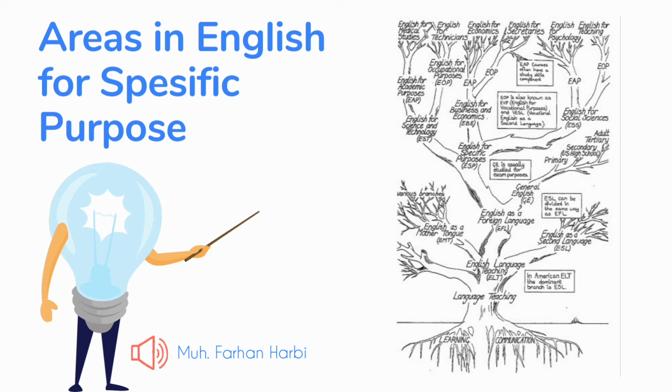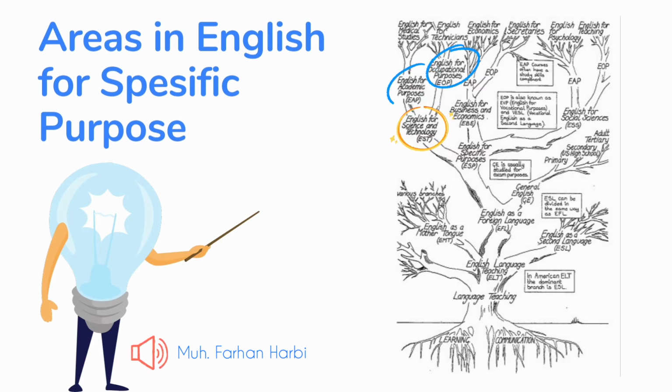As we grow up into ESP or English for Specific Purposes, ESP has three different branches. There are English for Science and Technology or EST, English for Business and Economics or EBE, and English for Social Sciences or ESS. Let's take a look at the EST for an example. EST has two different branches, which is English for Academic Purposes or EAP and English for Occupational Purposes or EOP.